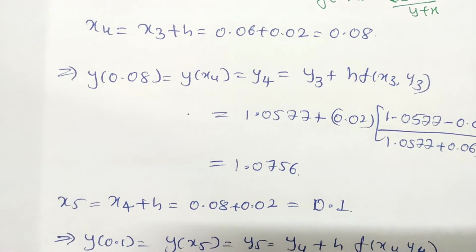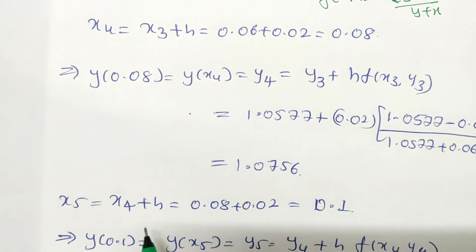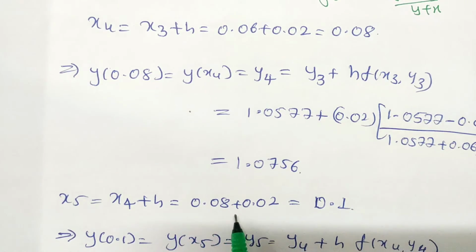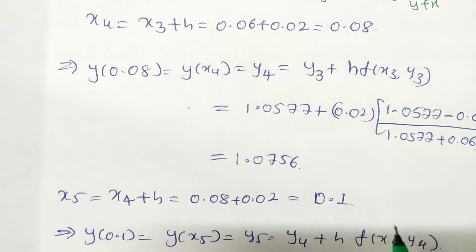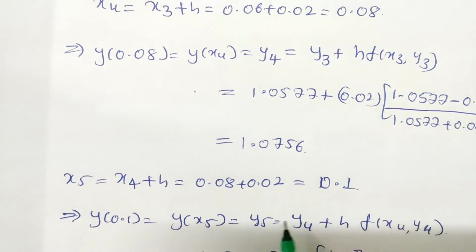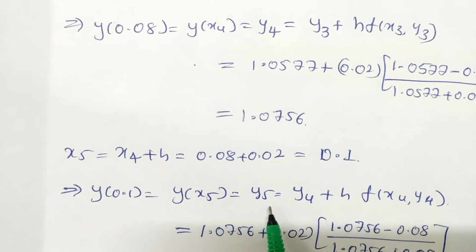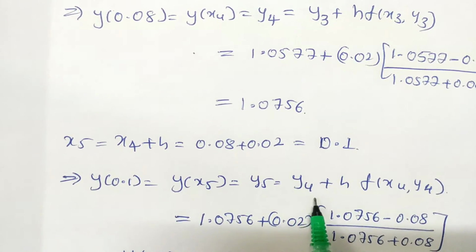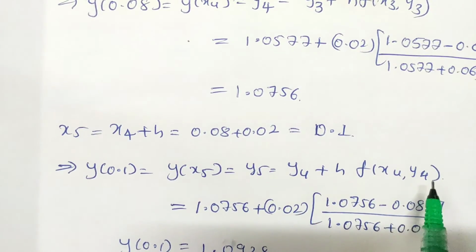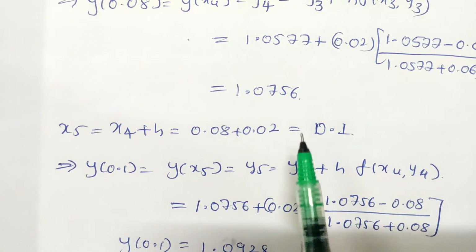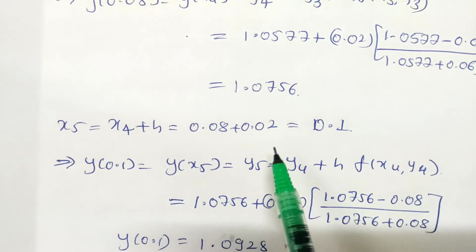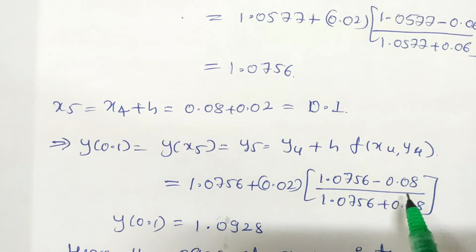Now x5 is x4 plus h, it is equal to 0.08 plus 0.02. So the sum of these two is 0.1. So this implies y at 0.1 is equal to y at x5, which is y5, and we know y5 is equal to y4 plus h into f of x4 y4. Here we know the value of y4 is 1.0756 and x4 is 0.08.